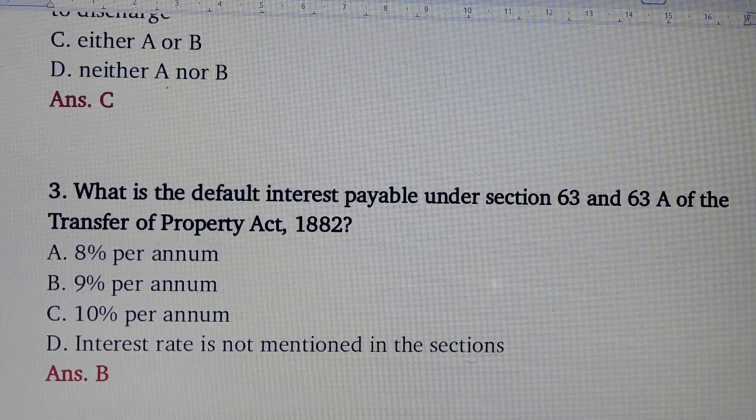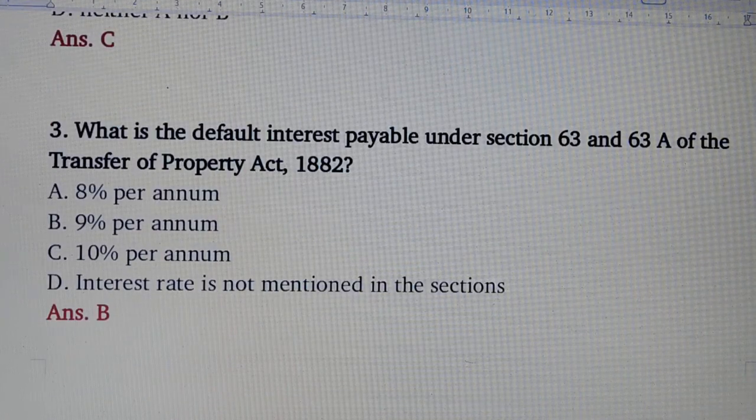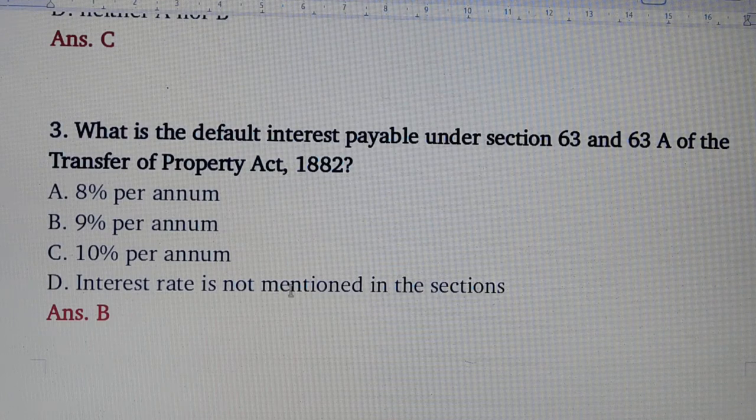Question number 3. What is the default interest payable under section 63 and section 63A of the Transfer of Property Act 1882? Answer is option number B, 9% per annum.